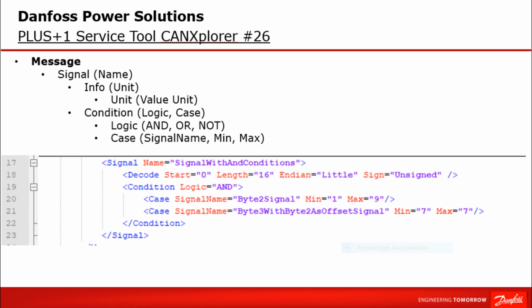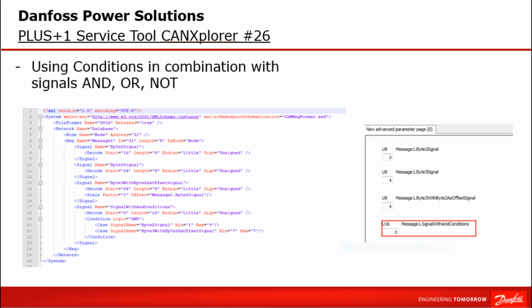As you can see in this little example, an AND condition has been assigned to a signal. So as long as the condition cases are not met, the signal value appears. For conditions, the logic AND, OR, and NOT are available. Here you can also see how it looks in the service tool. If the condition is not met, the signal appears and it is shown with a red frame. This example shows the condition. As long as the condition for that signal is not met, the signal appears with a red frame, as I said. If the condition is met, the signal will be shown and the red frame is gone.